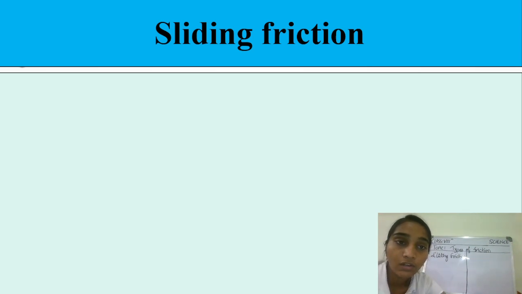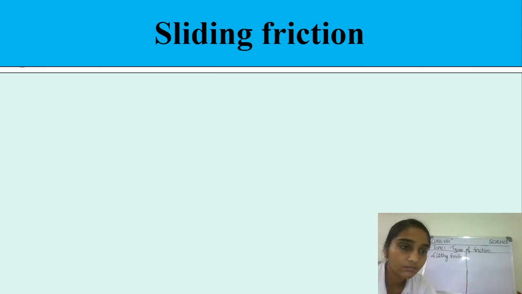Yes. So when one body slides over another body, the resistance to its motion is termed sliding friction, right? Because friction is related to resistance, the opposition to motion. Sliding means one body slides over the other, and the resistance it causes is friction, which we specifically term sliding friction.